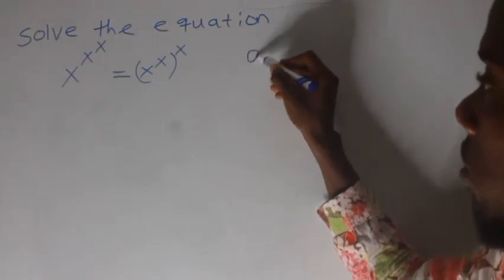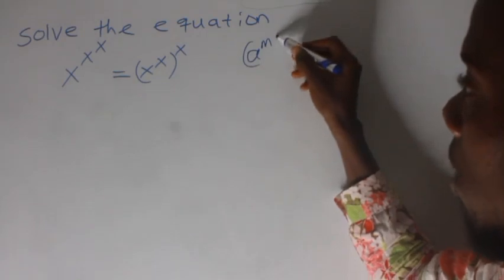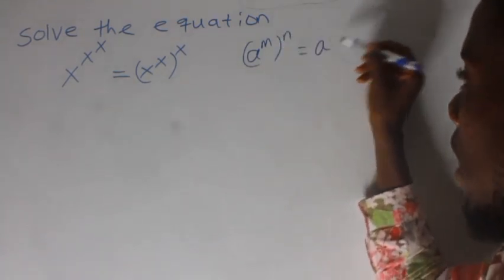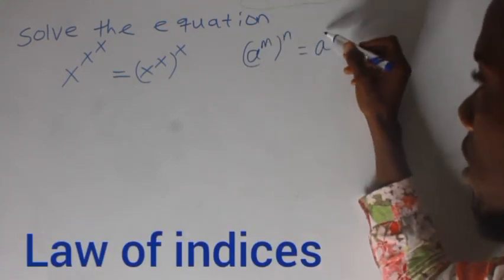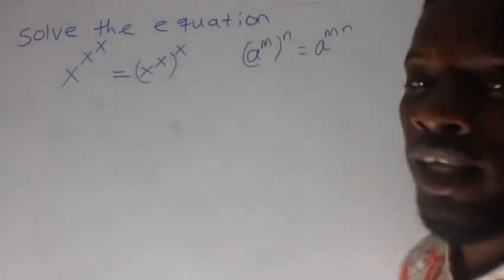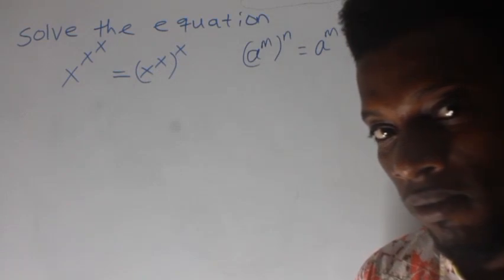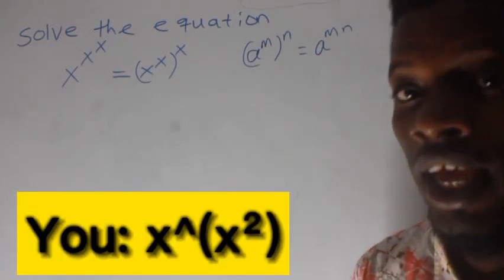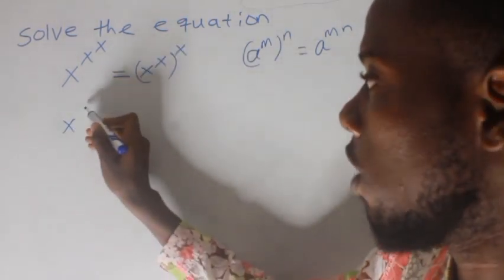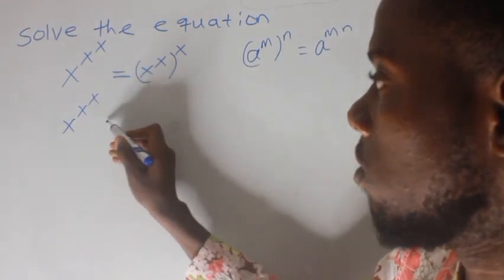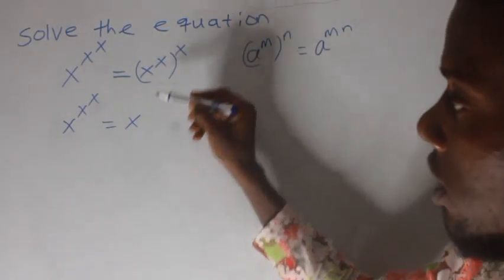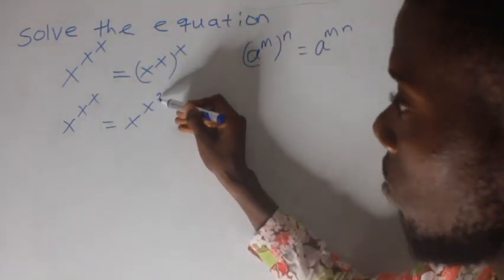If you have a raised to the power of m and everything raised to the power of n, there is a rule from indices that says you should multiply out the two powers. So m times n is mn. Now, x raised to the x, all raised to the x, what do you think that will be? Good, x raised to the power of x squared. So I'm going to write x raised to the power of x raised to the power of x equals x raised to the power of x times x, which is x squared.